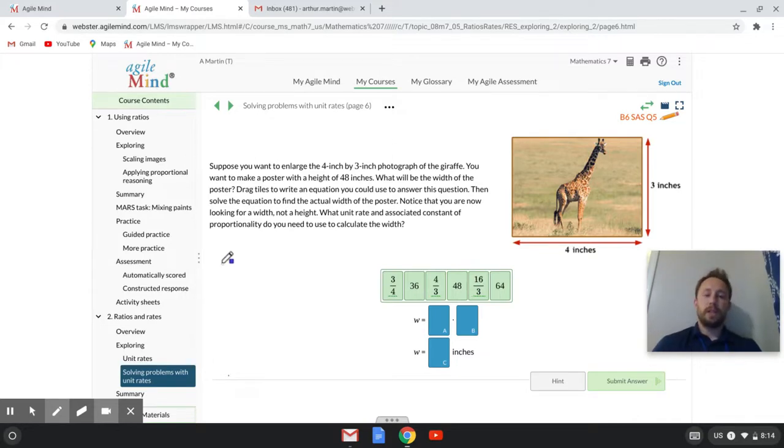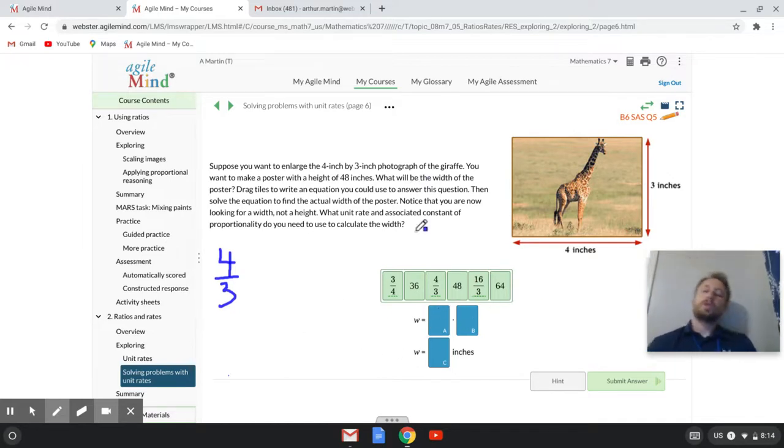To do that, we did 4/3 to 1 inch in height. So it says W, which is our width, equals W inches. All right. So W, remember, is our width, equals what times what?